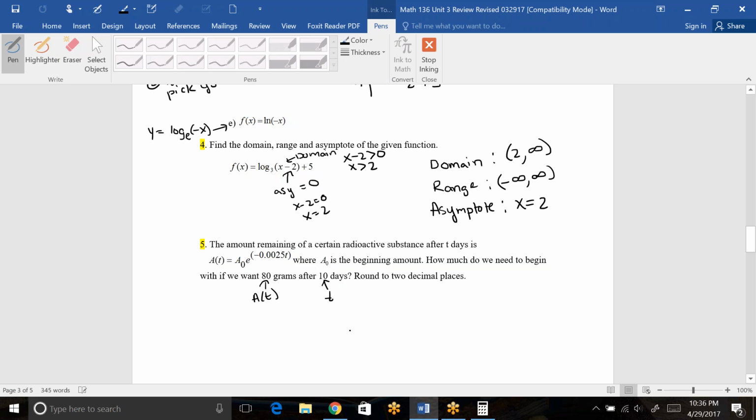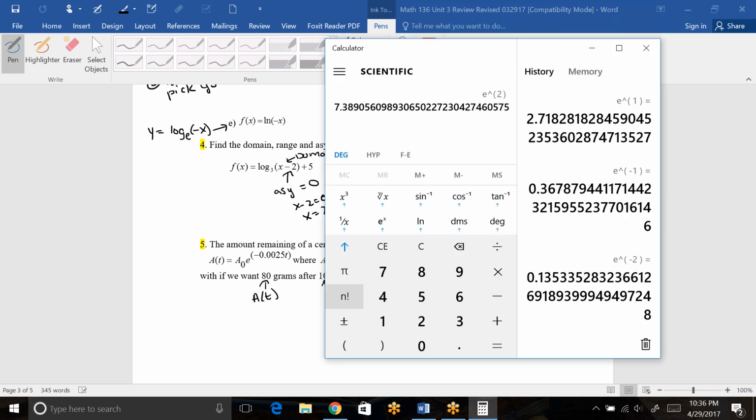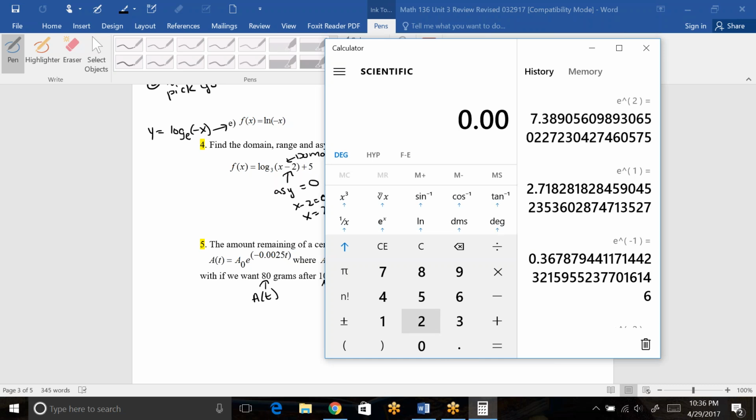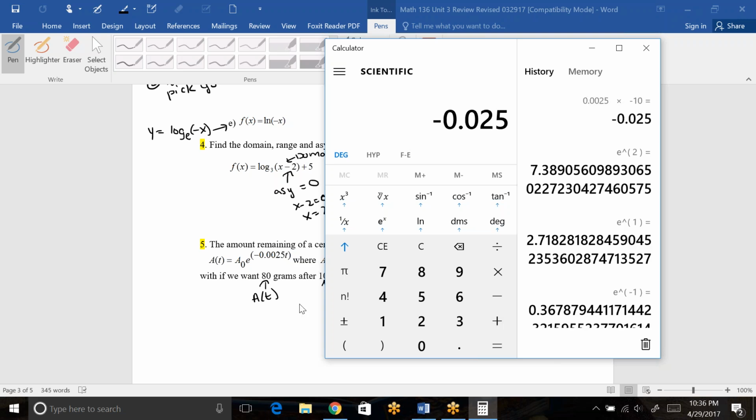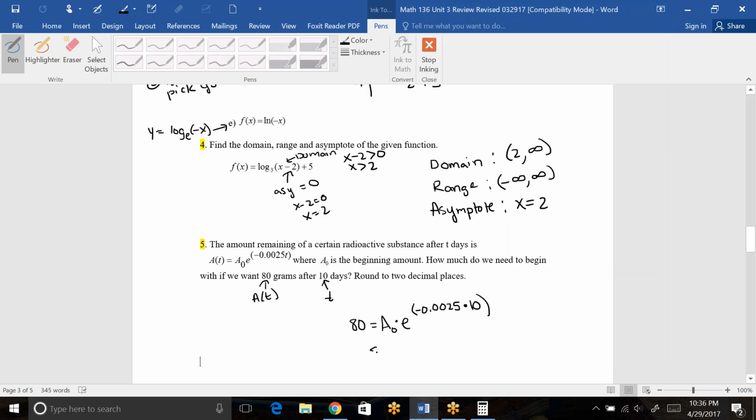So if we plug that into that formula, essentially this is just plug it in and work it out. That would be 80 equals, we don't know A sub 0, so we're just going to leave it as a variable. Remember, e is a number, and then this would be negative 0.0025 times the 10 days. If it was me, I would go ahead and work that out. It's just going to move the decimal one place, but show it on here. And it was a negative for the other guy. So negative 0.025.